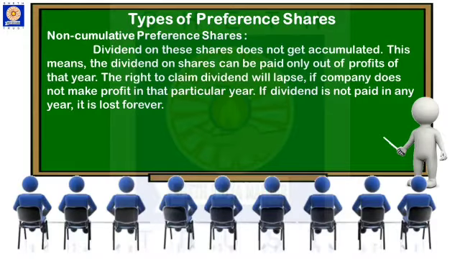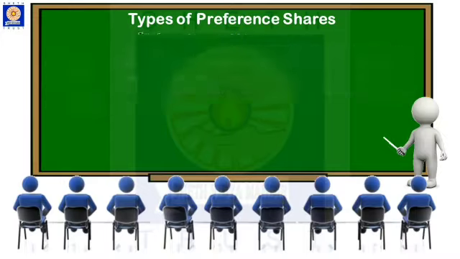Company can pay dividend to non-cumulative preference shares only when they are making profit. That means from the current year's profit, a company can pay dividend to the non-cumulative preference shares. If the company is not performing well, they won't pay them and it will be a loss for the preference shareholder. Now, let's move to the next type of preference share, that is based on participation.